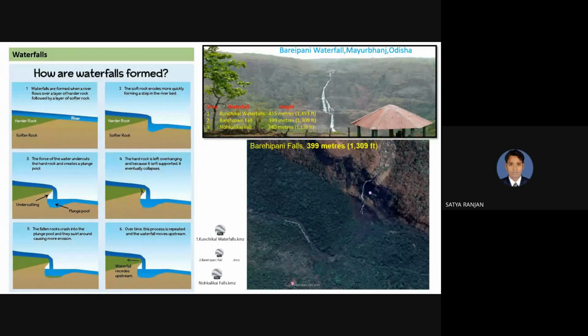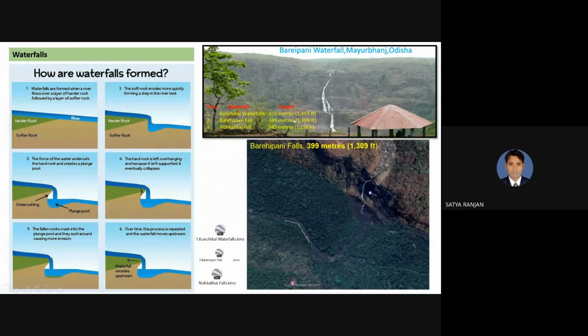So based on the heights, the waterfall is measuring the difference in how big the waterfall is, how much the height of the waterfall is. So now, this photograph shows the Borepani waterfall of Mayurbhanj, Odisha, in the Similipal Reserve Forest.